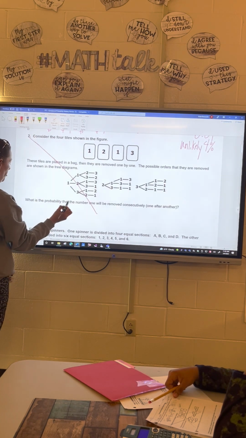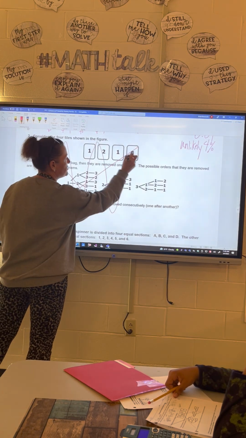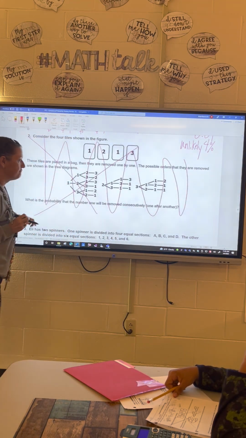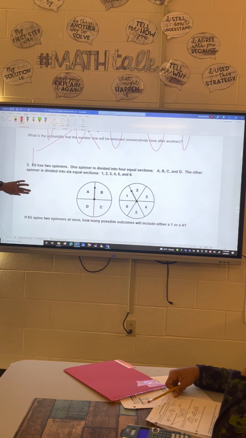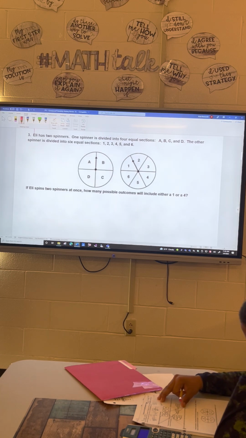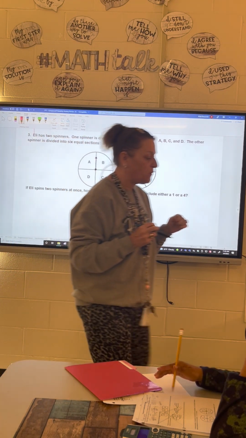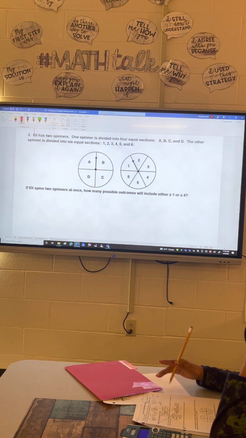Number 2 is going away. Scratch it out. We're not doing it. Number 3. Eli has 2 spinners. One spinner is divided into 4 equal sections, A, B, C, D. The other spinner is divided into 6 equal sections, 1, 2, 3, 4. If Eli spins the 2 spinners at once, how many possible outcomes will include either a 1 or a 4?